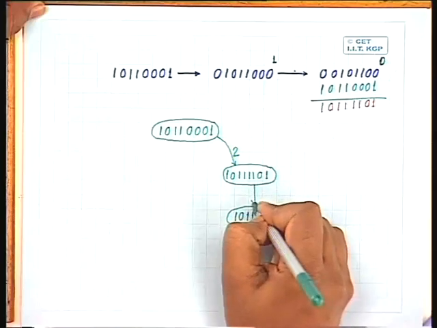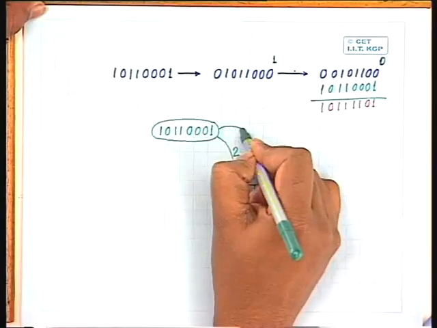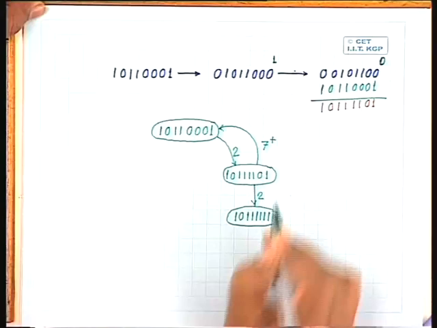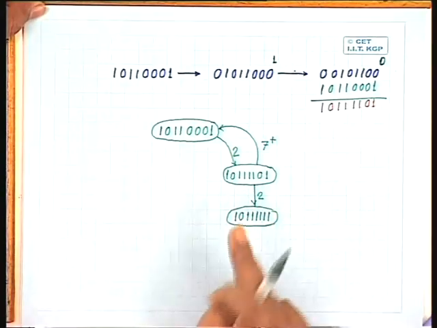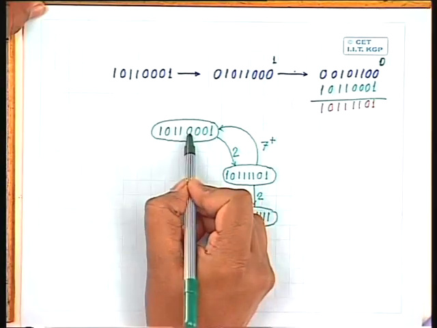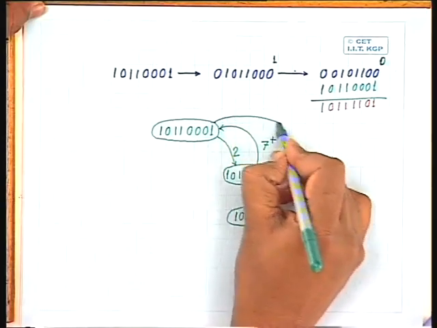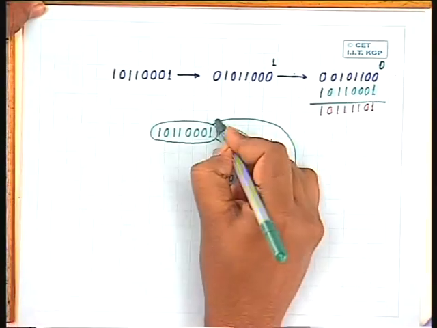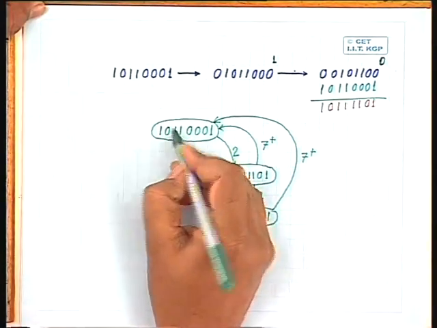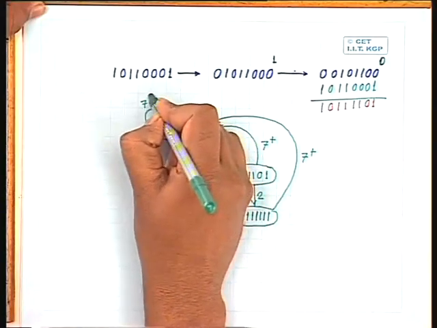So this again you get after a latency 2. From here, after a latency of 7 or more, so I put it as 7 plus, I will come back to the initial state. Here again, after a latency of 7 or more, I will also come back to this initial state. In this itself, after a latency of 7 or more, I will remain in the same state. So I put it as 7 plus.